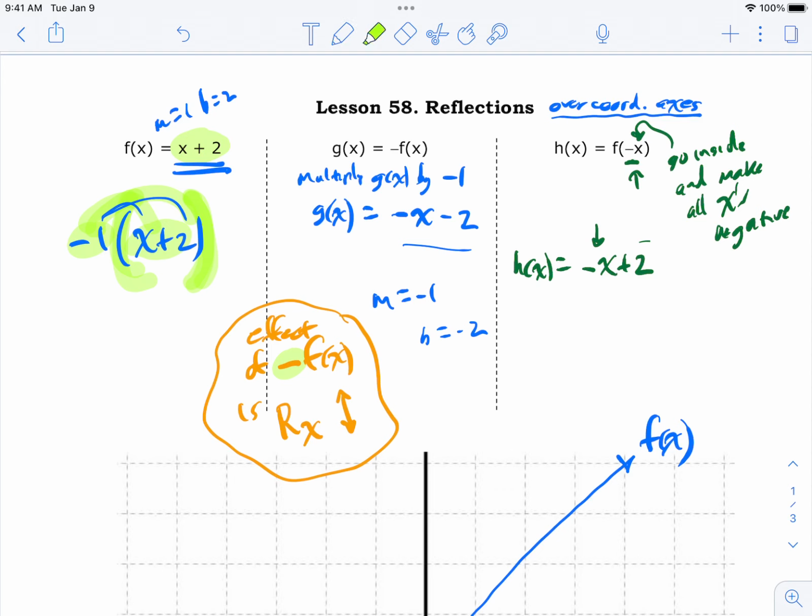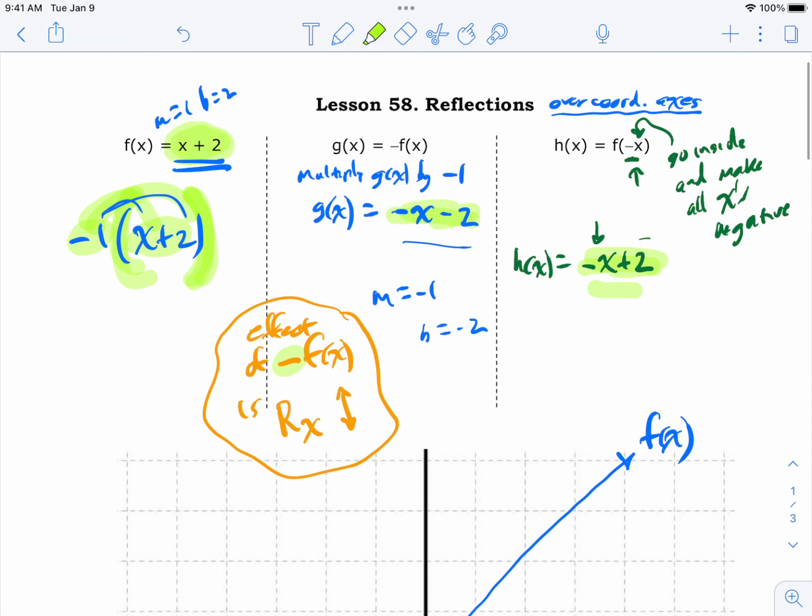So what's different between this and this? Well, here we have -x plus 2. Over here, in the previous step, we had -x minus 2. So notice this function is different from this function. And by the way, it's also different from this function. These are 3 different functions.